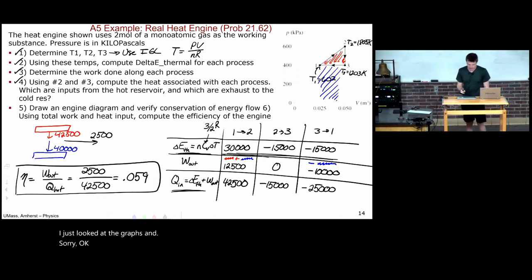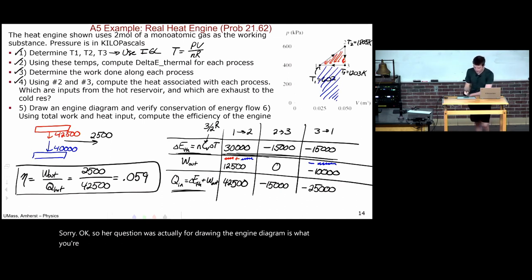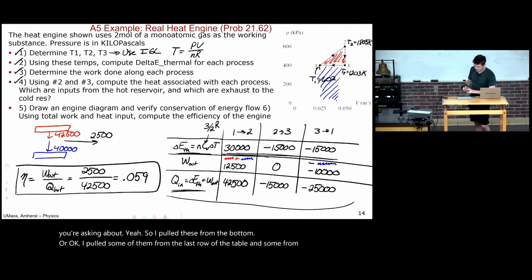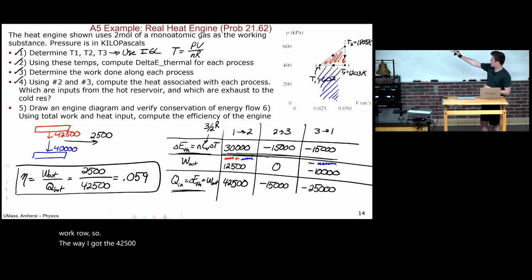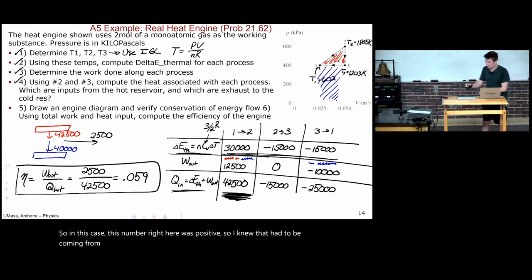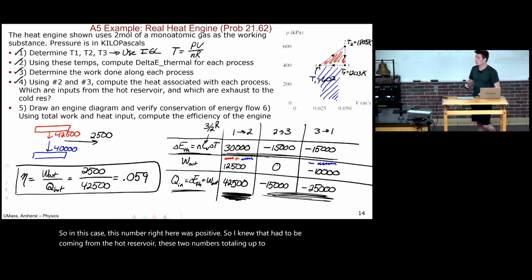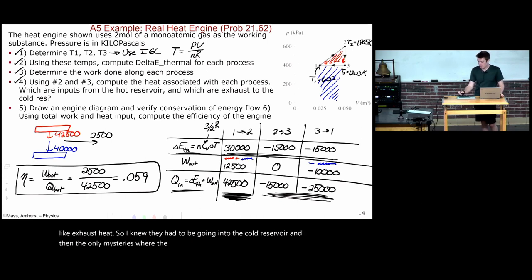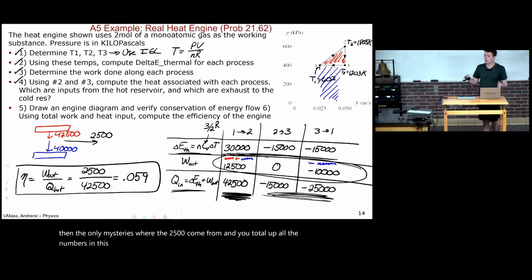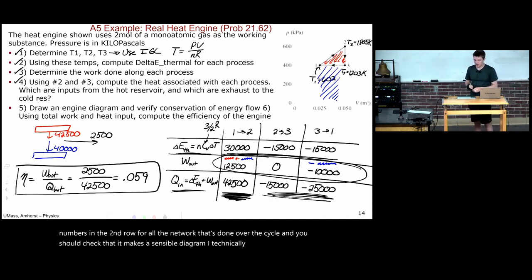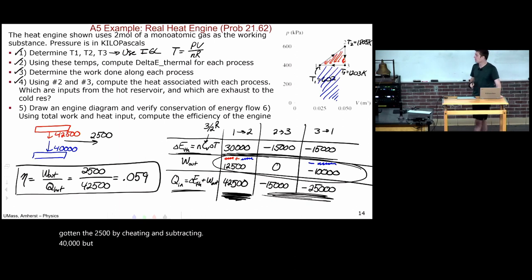Oh, sorry. Okay, so her question was actually for drawing the engine diagram, is what you're asking about? Yeah. So I pulled some of them from the last row of the table and some from the work row. So the way I got the 42,500 was I looked for what processes are requiring heat input. In this case, this number right here was positive, so I knew that had to be coming from the hot reservoir. These two numbers, totaling up to 40,000, were exhaust heat, so I knew they had to be going to the cold reservoir. And then the only mystery is where did the 2,500 come from? And you total up all the numbers in the second row for all the net work that's done over the cycle. And you should check that it makes a sensible diagram. I technically could have gotten the 2,500 by cheating and subtracting 40,000, but that would eliminate my safety check.